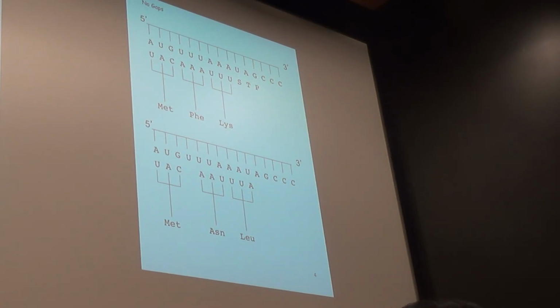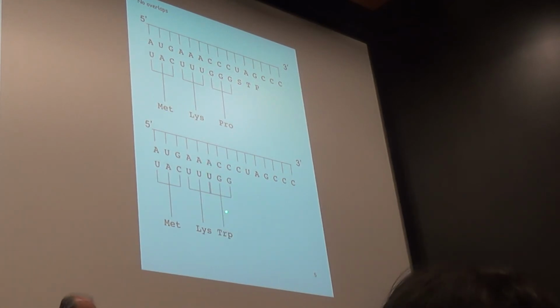So no gaps and also no overlaps. So you don't have something that looks like this. You don't share this A for the next tRNA. You don't go UAC, AAA, and then ACC. The ribosome does not do that either. So no gaps and no overlaps when you start reading a protein sequence on the ribosome.